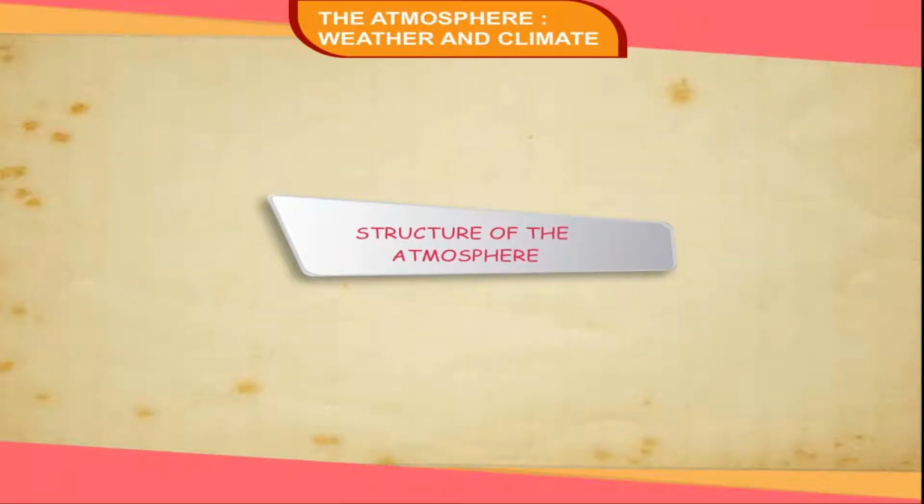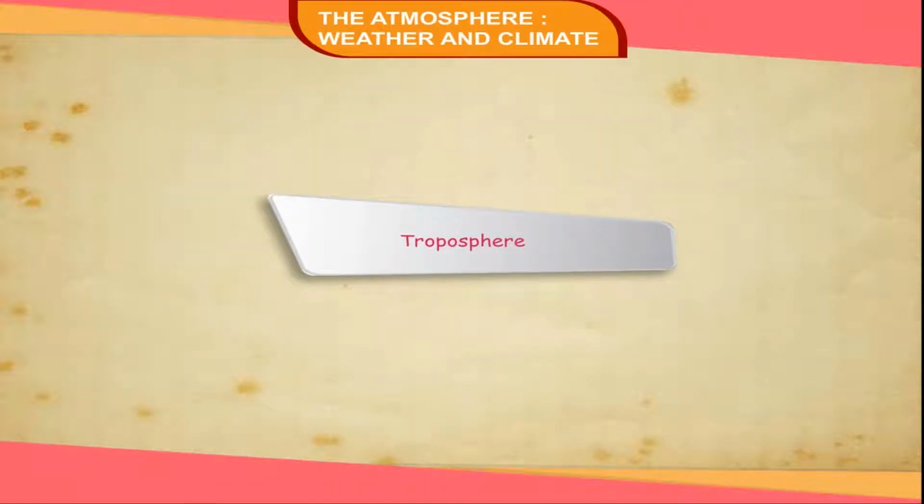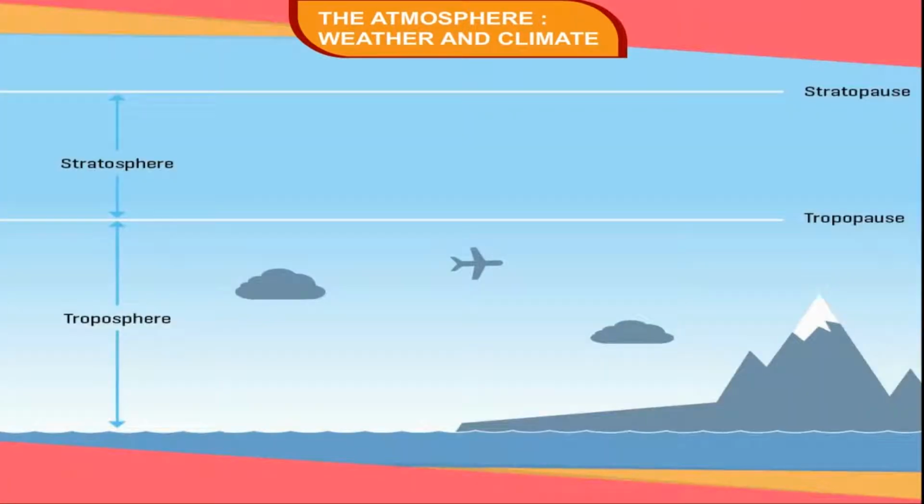Structure of the atmosphere. The atmosphere can be divided into 5 distinct layers: troposphere, stratosphere, mesosphere, ionosphere, exosphere. Troposphere. The lowest and the densest layer of the atmosphere is known as the troposphere. About 3/4 of the mass of atmosphere is contained within this layer.